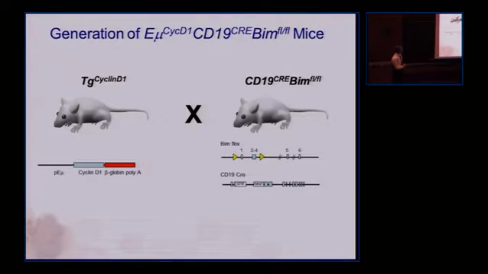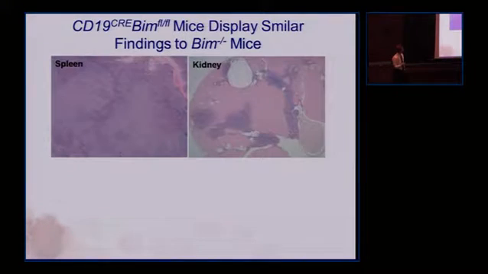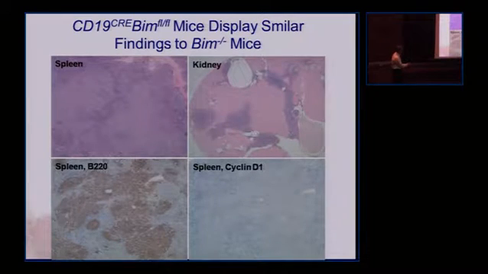Now, on the BIM side, rather than using the global BIM knockout, in order to come closer to approximating the human disease, we decided to knock out BIM selectively within B cells using a CD19 Cre. And these mice are very similar to that seen for the global BIM knockout. That is, they have enlarged spleens with enlarged follicles, and occasionally have infiltrates of lymphocytes into peripheral organs like the kidney. And these cells are, as you'd expect, B cells that are negative for Cyclin D1.